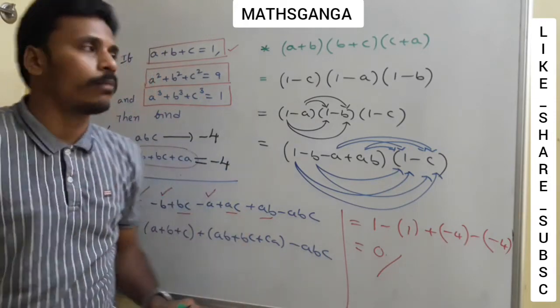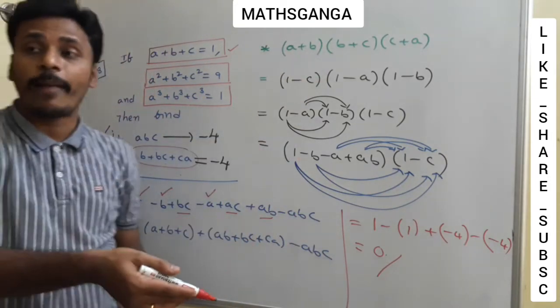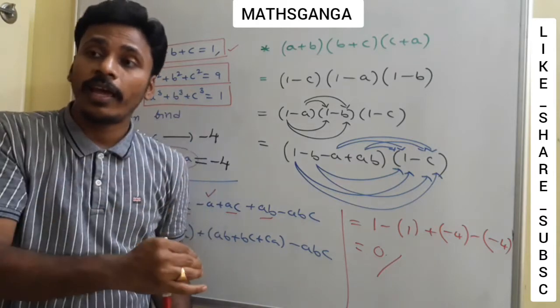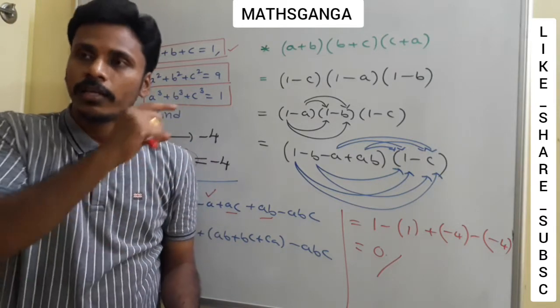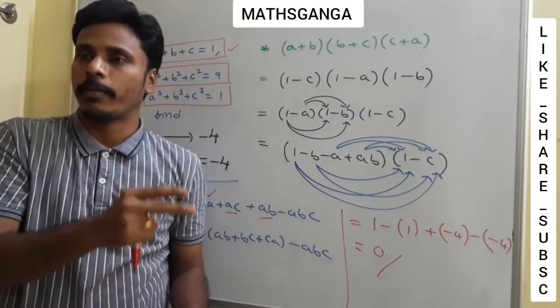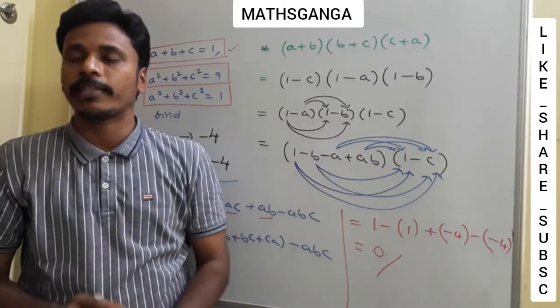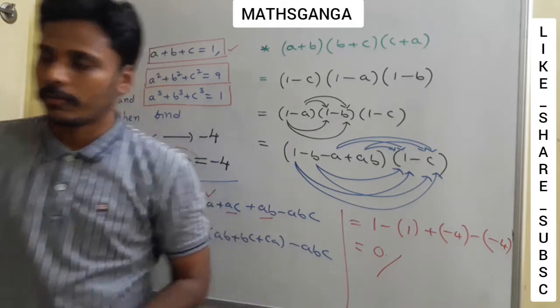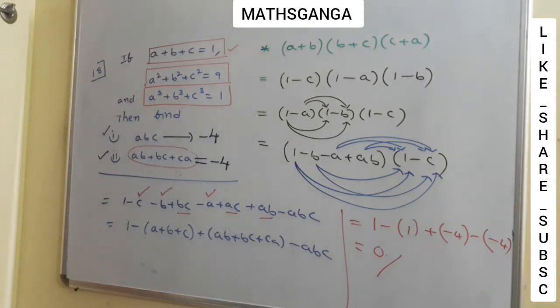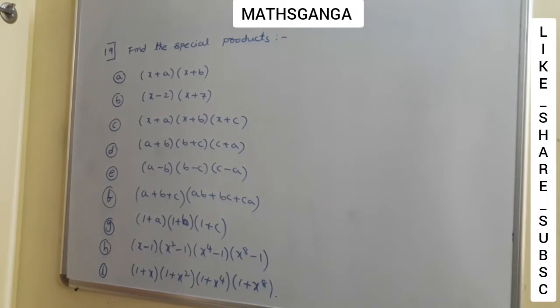See, for this problem, this product is 0. It won't happen for the remaining problems. But the way is interesting to memorize. The way you need to memorize to solve the remaining problems. So this is the way to find that product a plus b, b plus c, c plus a. Okay, just have a look. And if you have doubts, that's it now.